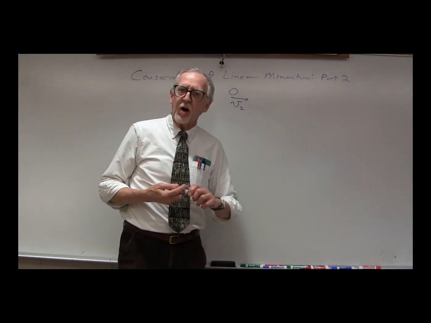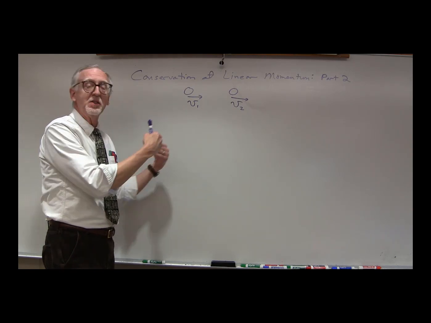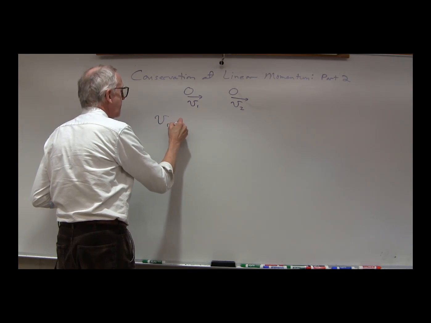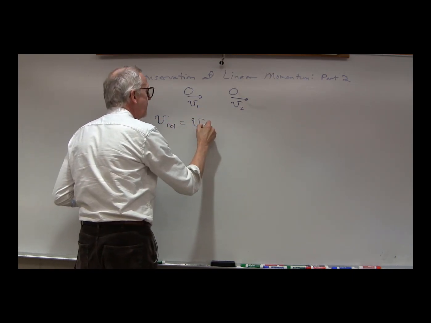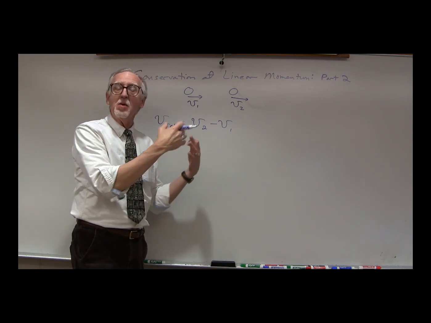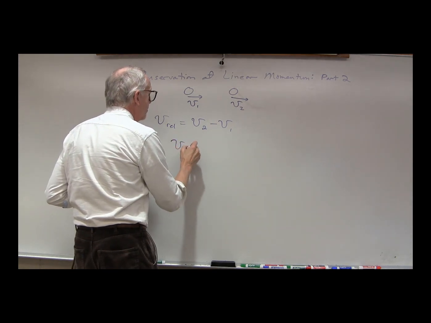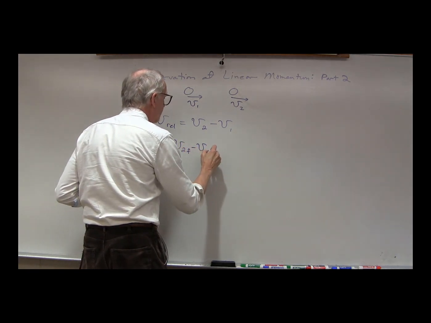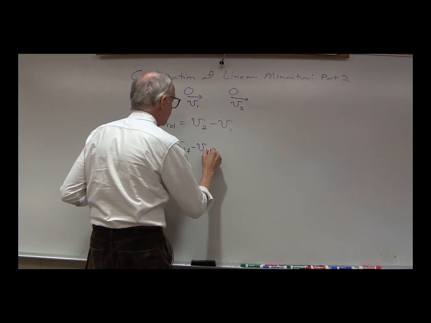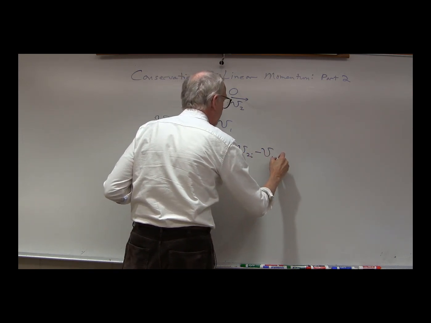One of the things we saw that seemed to be important and related the initial situation with the final situation was the relative velocity, which we defined as v2 minus v1. We can determine this initially and we can determine it finally: v2 final minus v1 final, and v2 initial minus v1 initial.